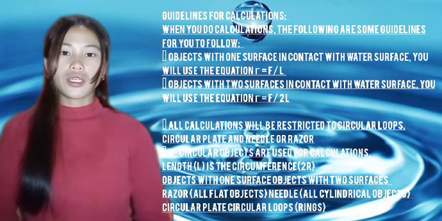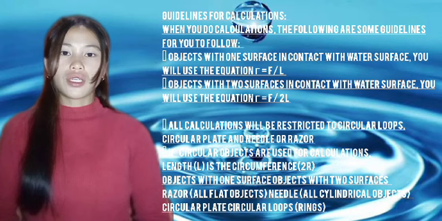The guidelines for calculations. When you do calculations, the following are some guidelines for you to follow. First, for objects with one surface in contact with the water surface, you will use the equation γ = F/L. Next, for objects with two surfaces in contact with the water surface, you will use the equation γ = F/2L. Next, all calculations will be restricted to circular loops, circular plates, and needle or razor. If circular objects are used in calculations, length L is the circumference, 2πr, for objects with one surface; for objects with two surfaces, or razor, or all flat objects, or needle, or all cylindrical objects.